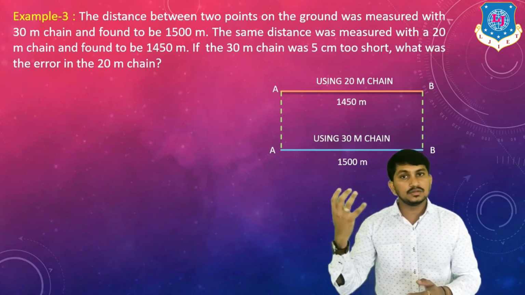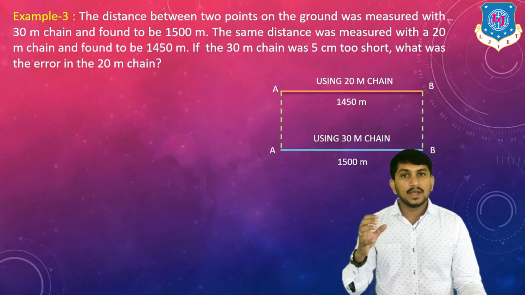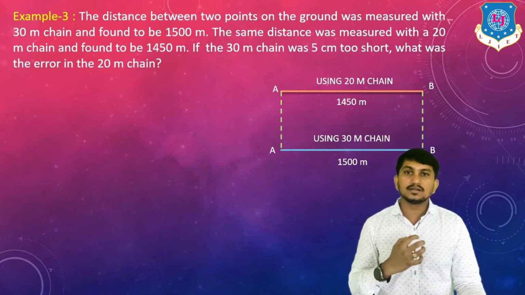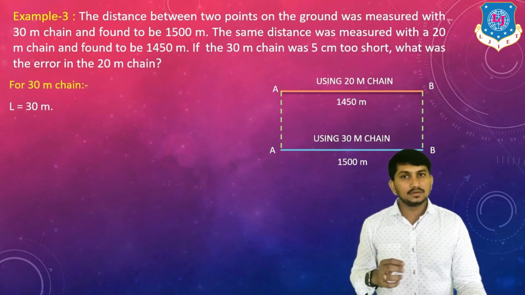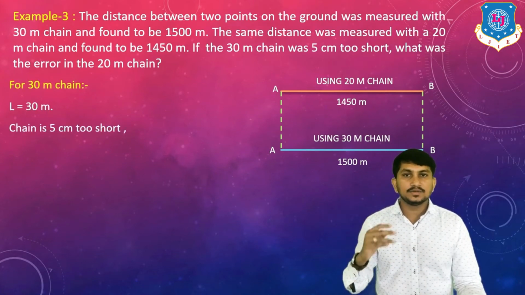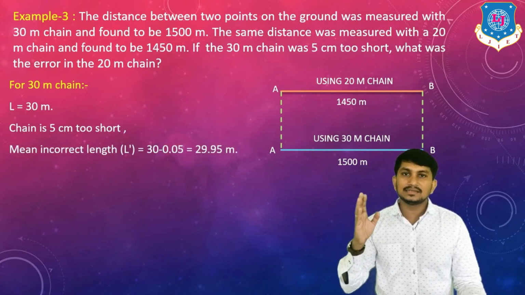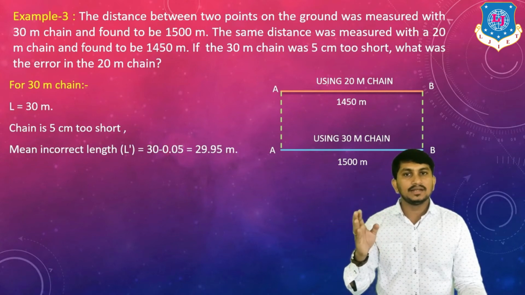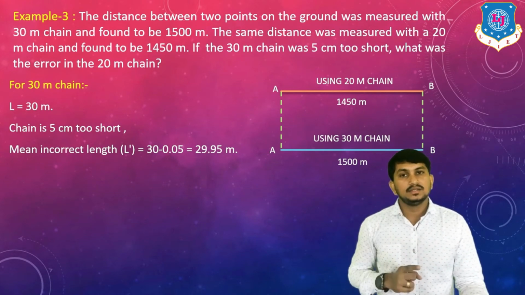So by calculation, we can find out these errors in the 20-meter chain. For that, we have to start with the data of the 30-meter chain because we have the errors of 30 meter. So for the 30-meter chain, the standard length of the chain L is equal to 30 meter. The chain is 5 centimeter too short, and the chain is tested only once. So L dash is calculated as 30 minus 0.05 meter, which is 29.95 meter. Here in L dash, an average is not carried out because the chain is tested only once.